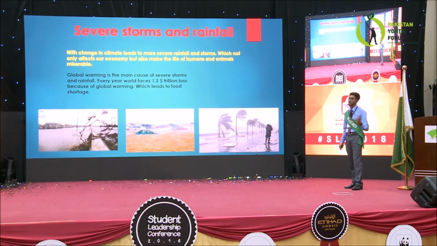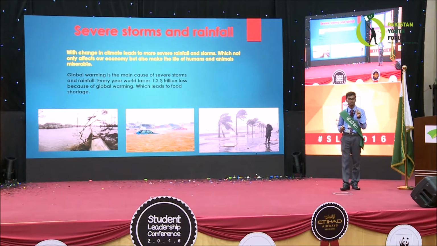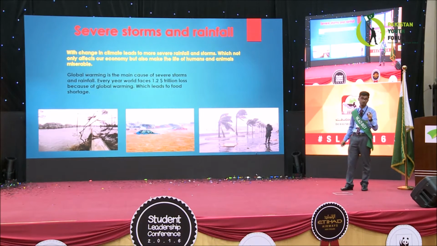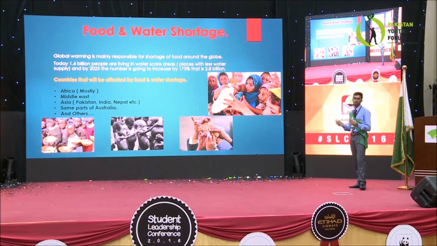Severe storms and rainfalls. Due to global warming, humans will face more severe storms and rainfall. According to the United Nations Environmental Program, every year humans face 1.2 trillion loss because of severe storms and rainfall caused by global warming.